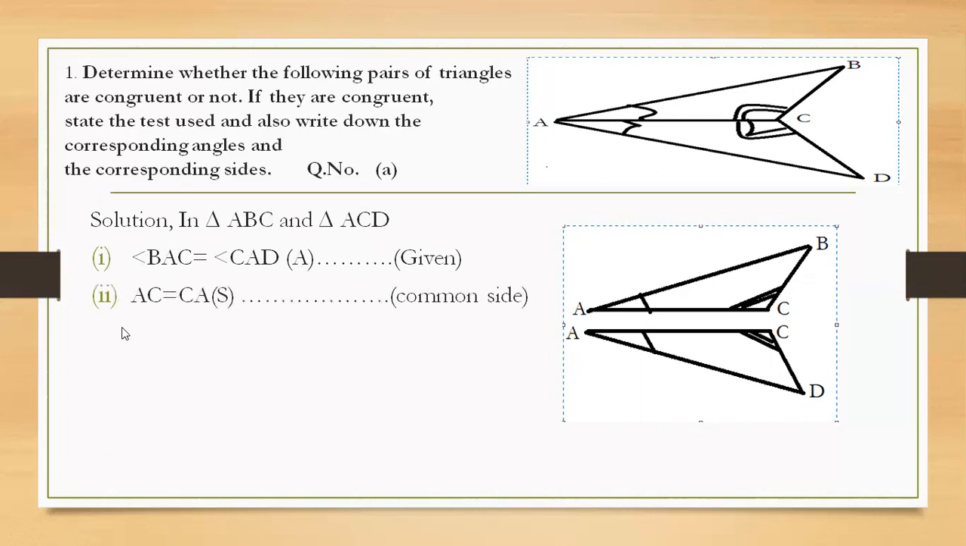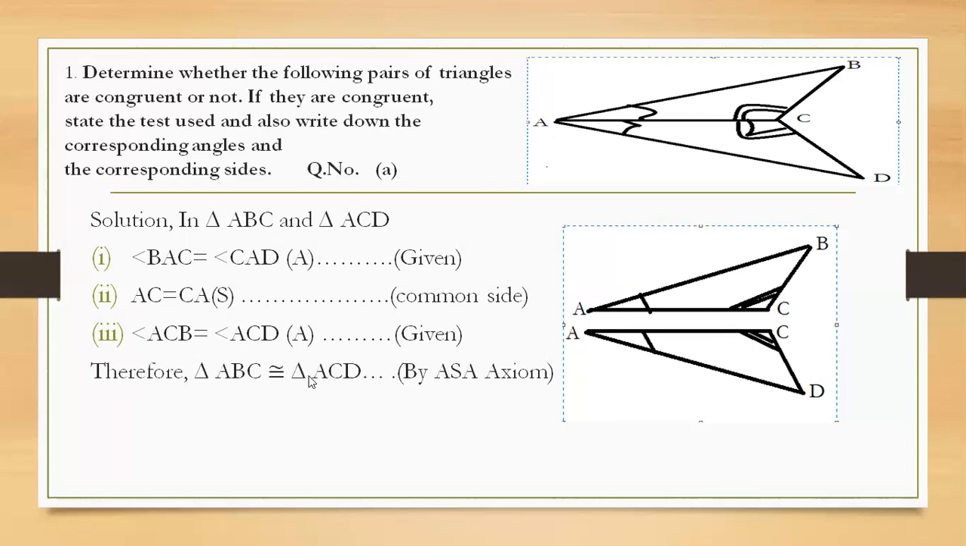AC equals AC, both of them are the same, they are the common side, and angle ACB and angle ACD are equal, given that is also. Therefore, triangle ABC is congruent to triangle ACD by the ASA axiom.